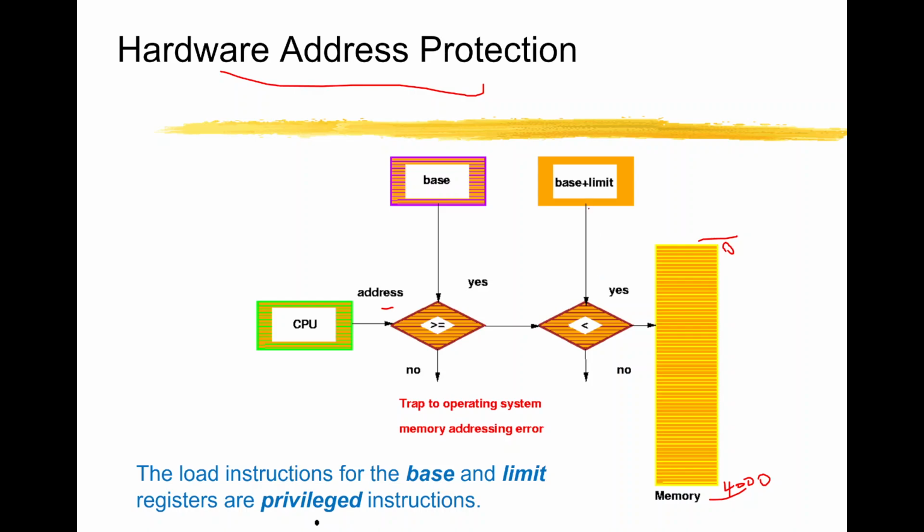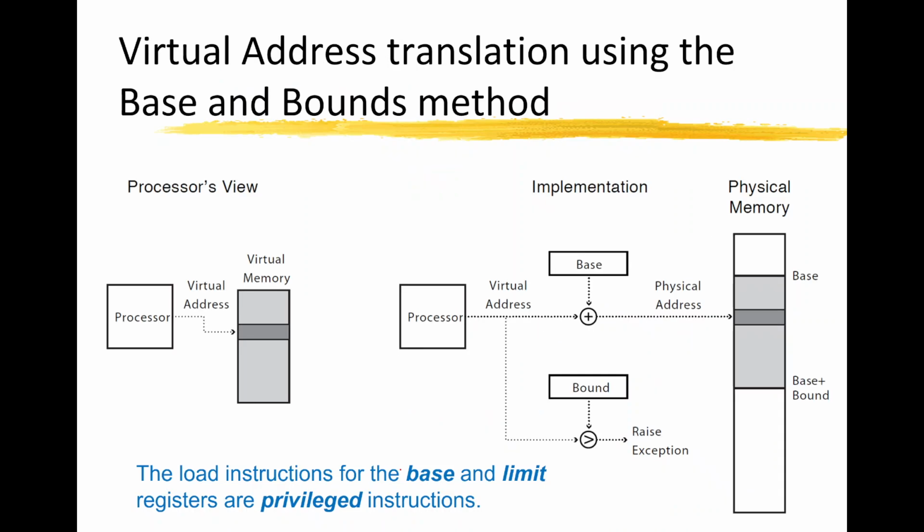Then it looks for the base plus limit. Is it there? It says yes, the base and that limit exist. Then it finds what it was looking for. The load instructions for the base and limit registers are privileged instructions, and they only exist in kernel mode.